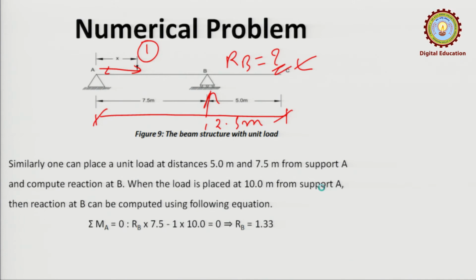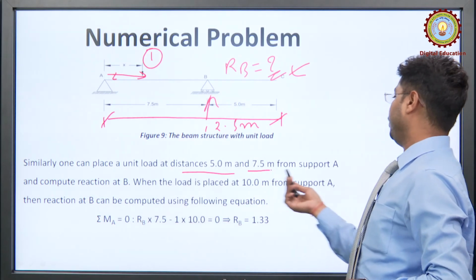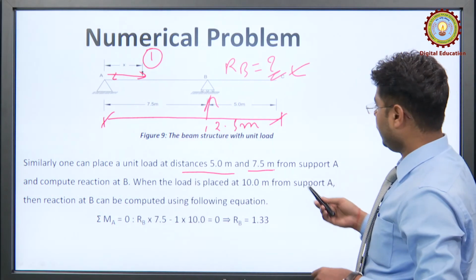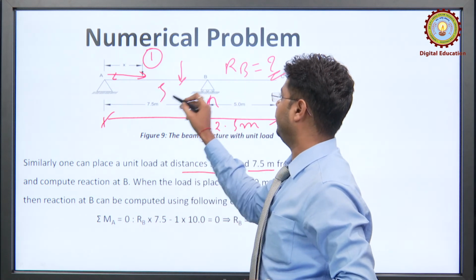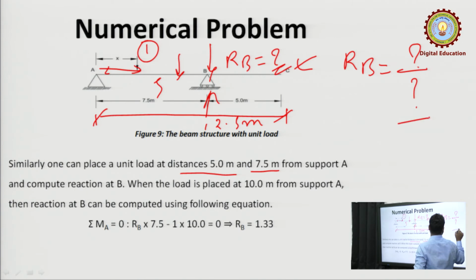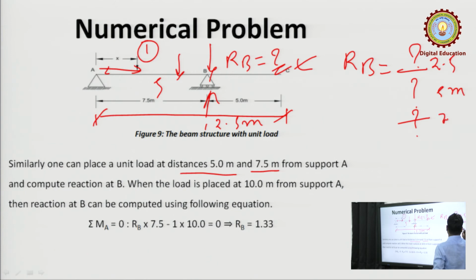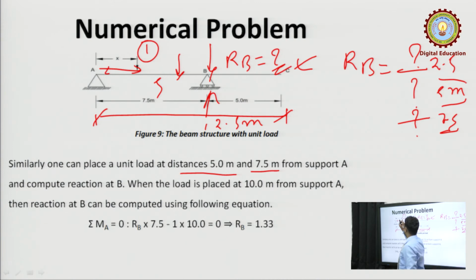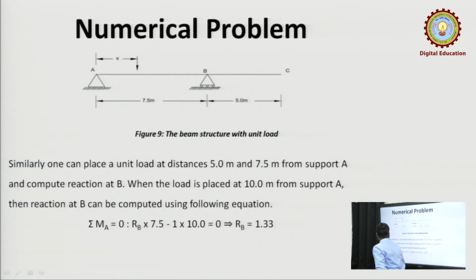Similarly, you can take a moment about 5 meter, 7.5 meter and so on. If your load is placed here at 5 meter, or your load is placed here at 7 meter, you find a value of different RBs at 2.5 meter, 5 meter and 7.5 meter. Instead of this, we can easily do it differently. We can locate this unit load from point A at a distance x.